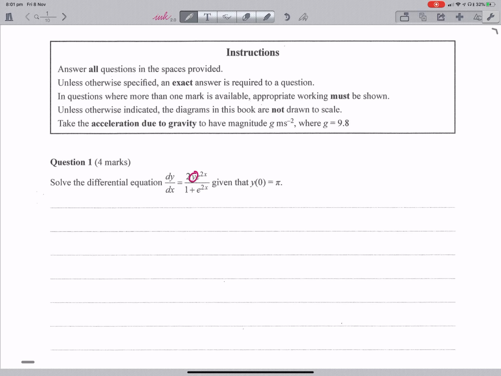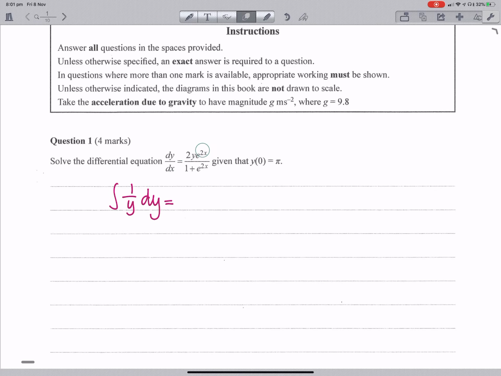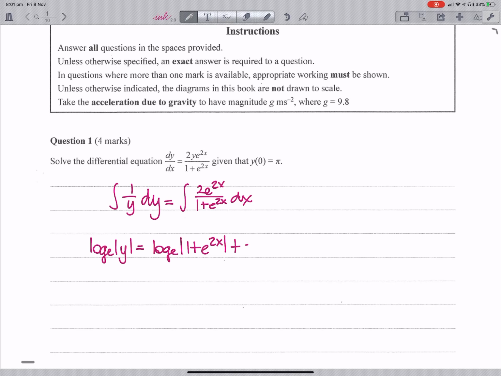Okay, so we've got to bring that y to the other side. So 1 on y, dy. I've got to bring that dx to the other side. So we end up with 2e to the 2x on 1 plus e to the 2x. The reason I kept the 2 there is because when we diff this, we get 2e to the 2x, which works out nicely. So we get log e mod y is equal to log e 1 plus e to the 2x plus c.